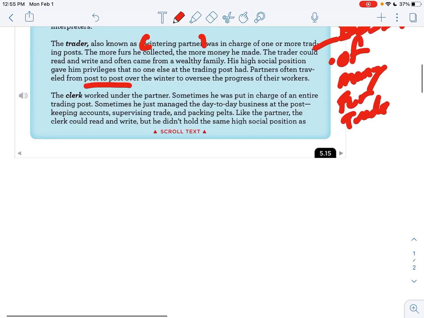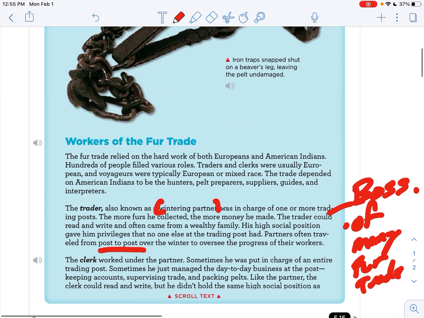Oopsie, ran out of room. Okay, so he's the top dog. All right, he's the big kahuna.